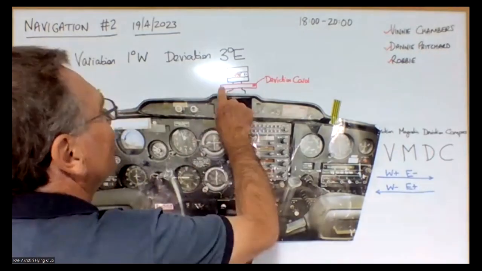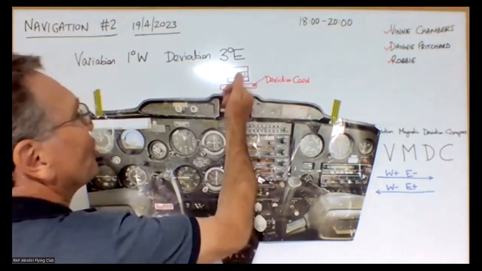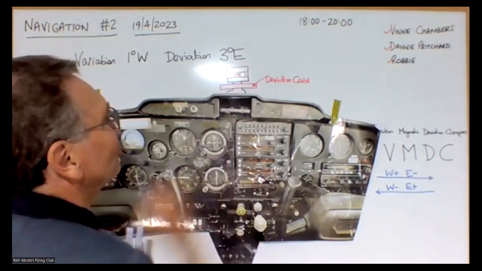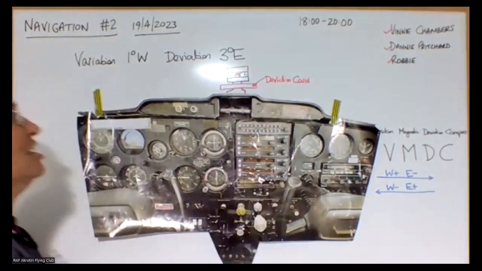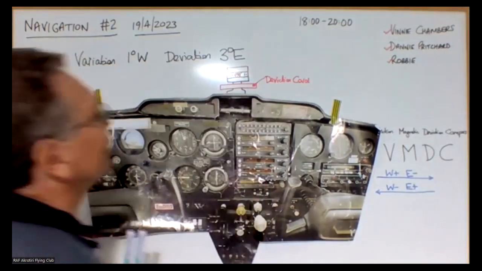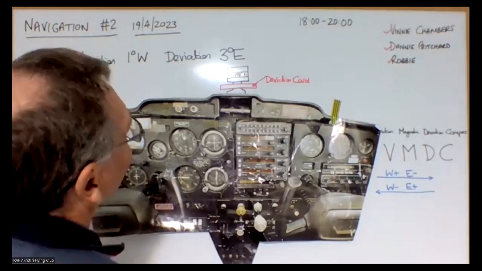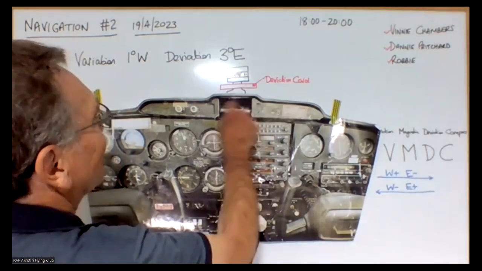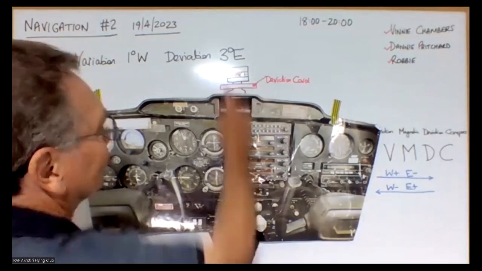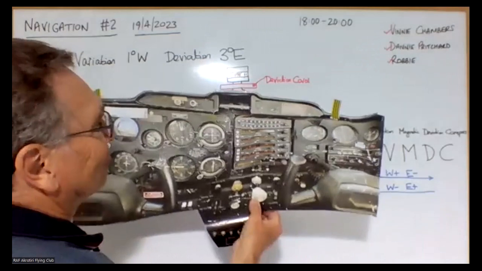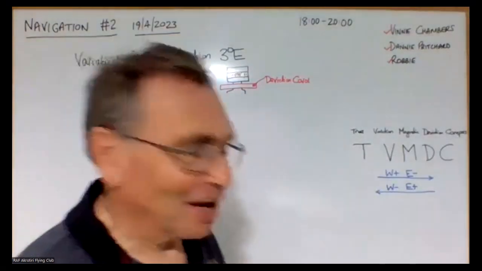And so you could look at that, couldn't you? And you could convert magnetic to compass by just looking at that deviation card. It's just sitting underneath the compass. Obviously, when they made this big hole here, somebody nicked the compass.